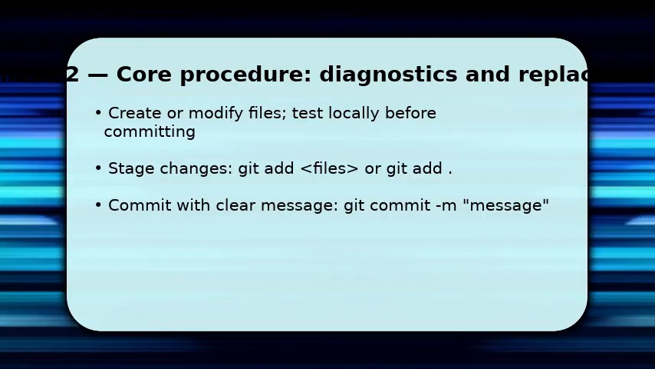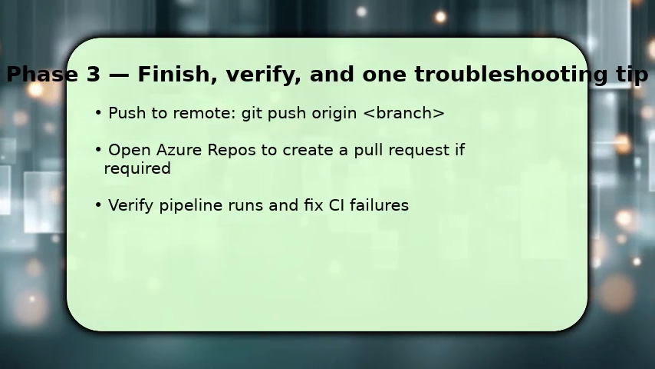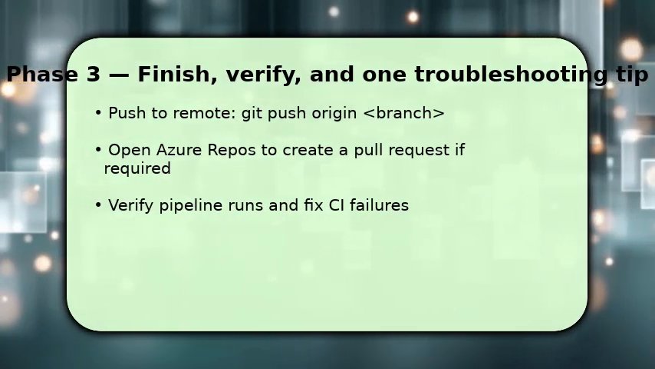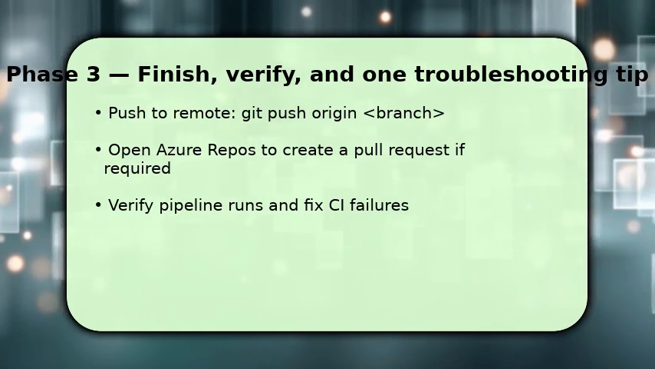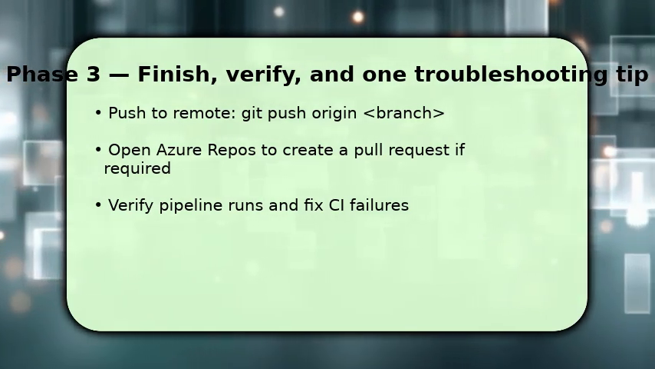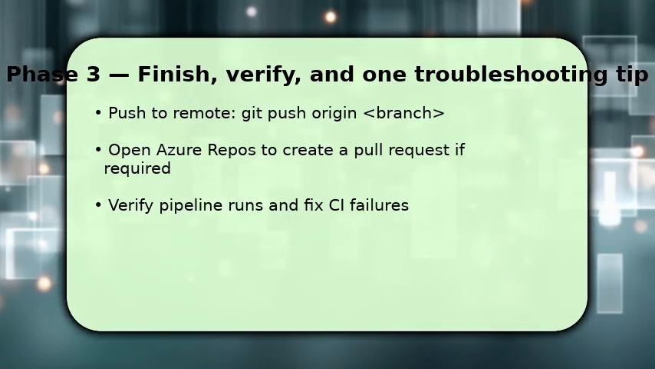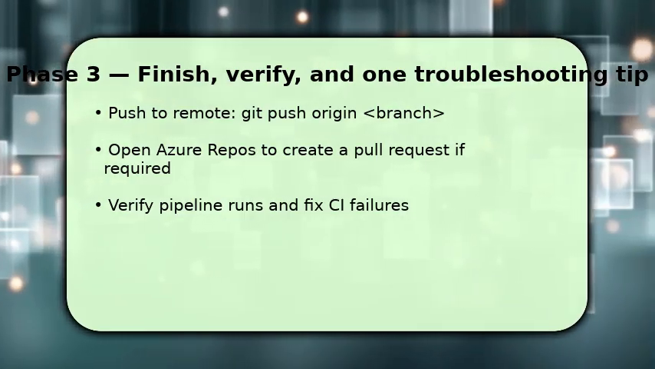Once done, open Azure DevOps and create a pull request to merge into the target branch, assign reviewers, and add a description. Monitor the CI pipeline and address any failing jobs, fix tests, or adjust pipeline steps as needed.